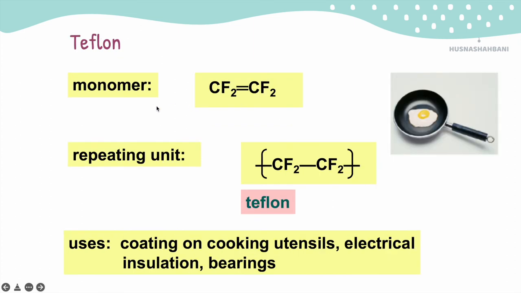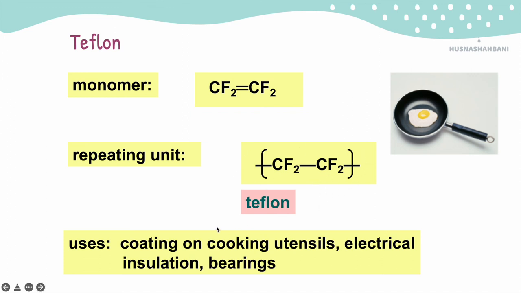Teflon. The monomer is CF2 double bond CF2. This is Teflon. The repeating unit of Teflon is CF2 single bond CF2, because the double bond here, one electron is given to this carbon, a carbon radical, and then one more electron will form a bond with peroxide, and the reaction is repeated, and it becomes the repeating unit of Teflon.